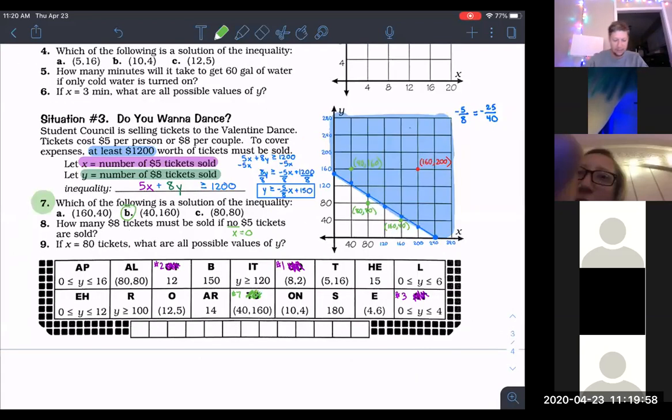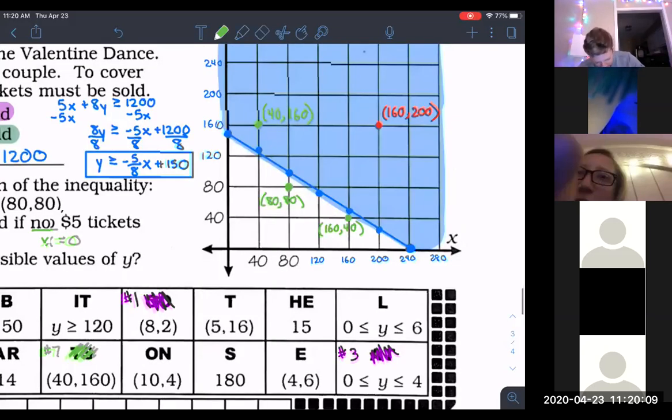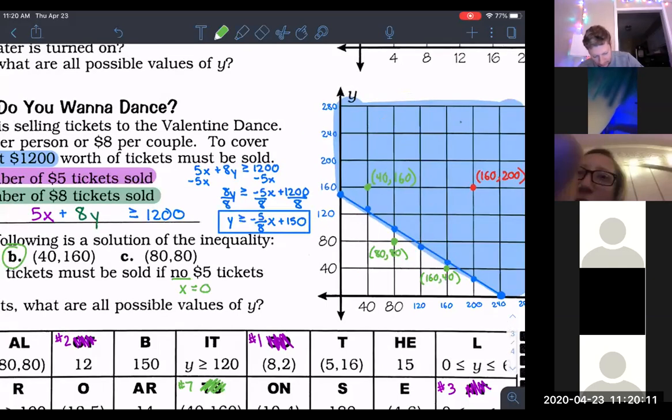All right. So if they sold no single tickets, how many couple tickets do they have to sell to make $1,200? So if X is 0, then that means we start here and we don't go left or right. So we just have to go up. So what's the bare minimum of couples tickets that we can sell to be on the line or in the shaded region? What do you think?